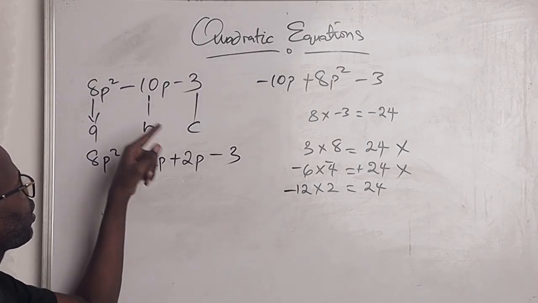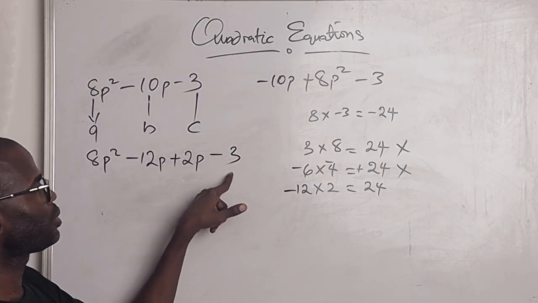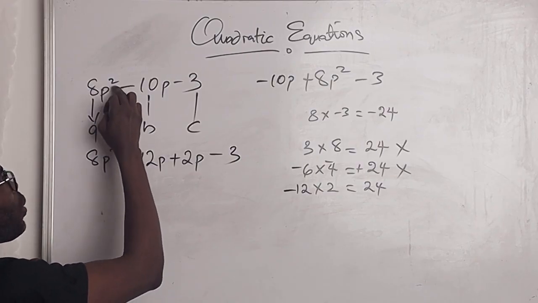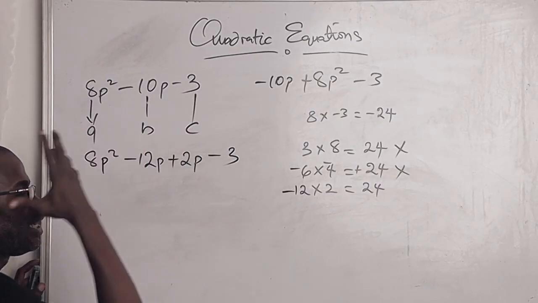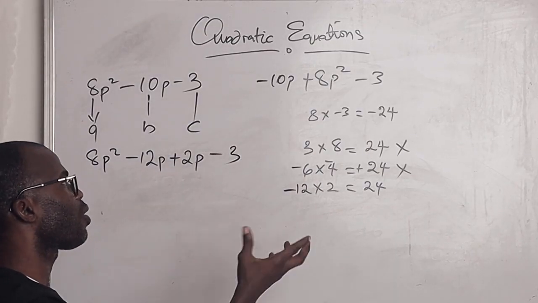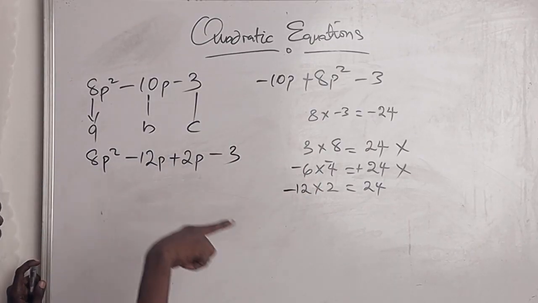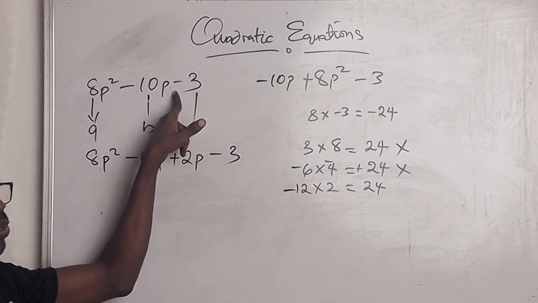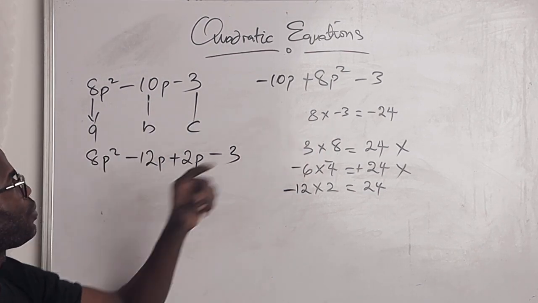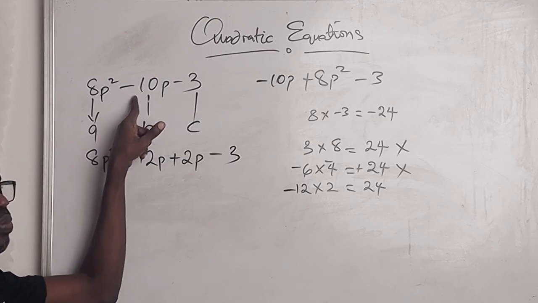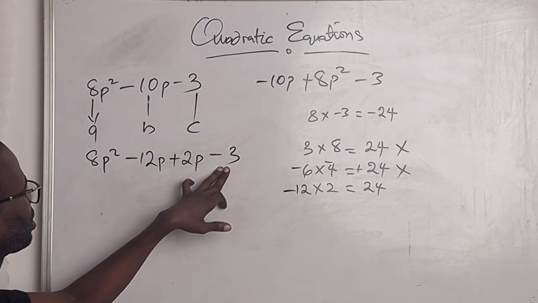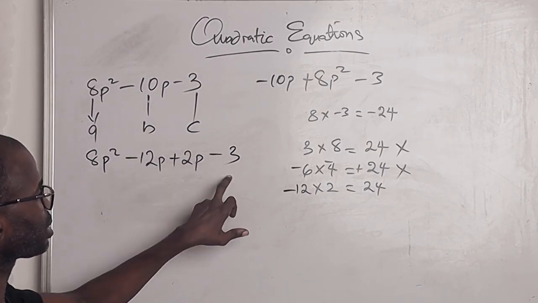You can see that I did not come here to write minus 24. All I did was to use the coefficient of p squared to multiply this minus 3 so that it can make me get the right factors, that when they are multiplied it will end up as minus 24, and when they are added together it will give me minus 10, just in your mind. So this minus 3 still remains constant here.